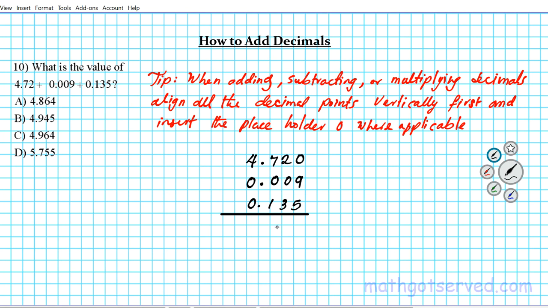All right, let's go ahead and add it. 9 plus 5 is 14. 4, carry 1. 1, 2, 3. 3 plus 3 is 6. 7 plus 1 is 8. 4 plus 0 plus 0 is 4. The answer to question number 10 is 4.864, option letter A.